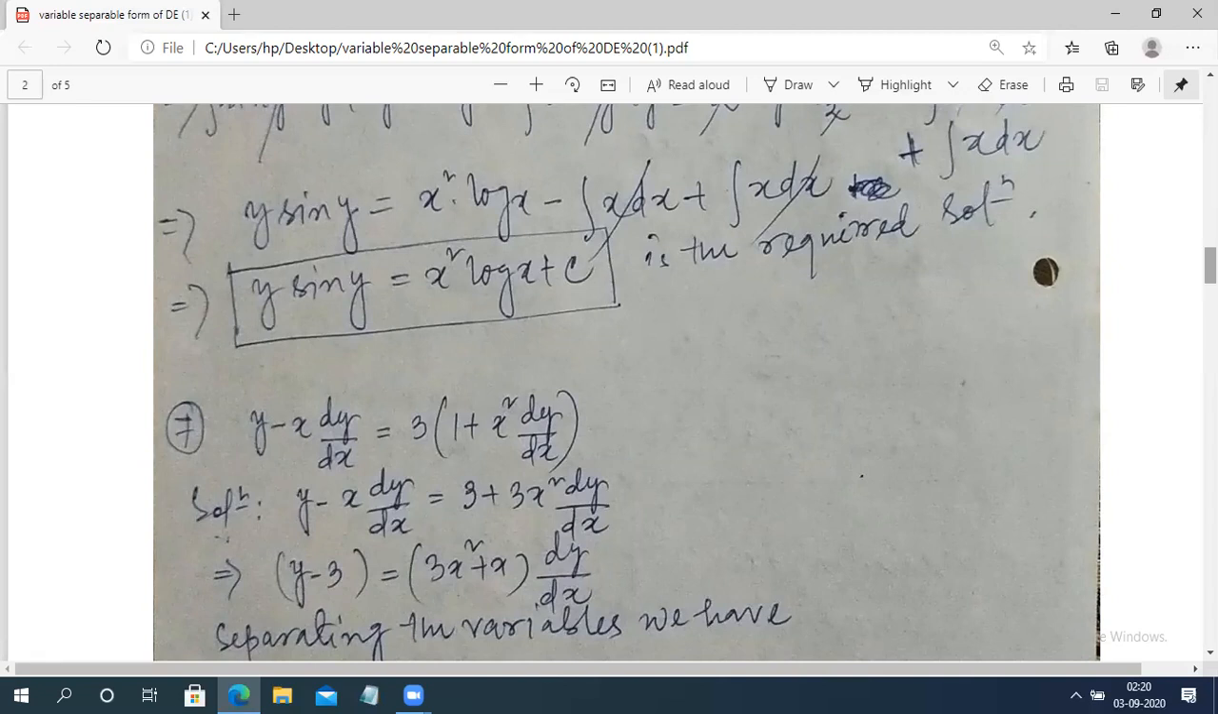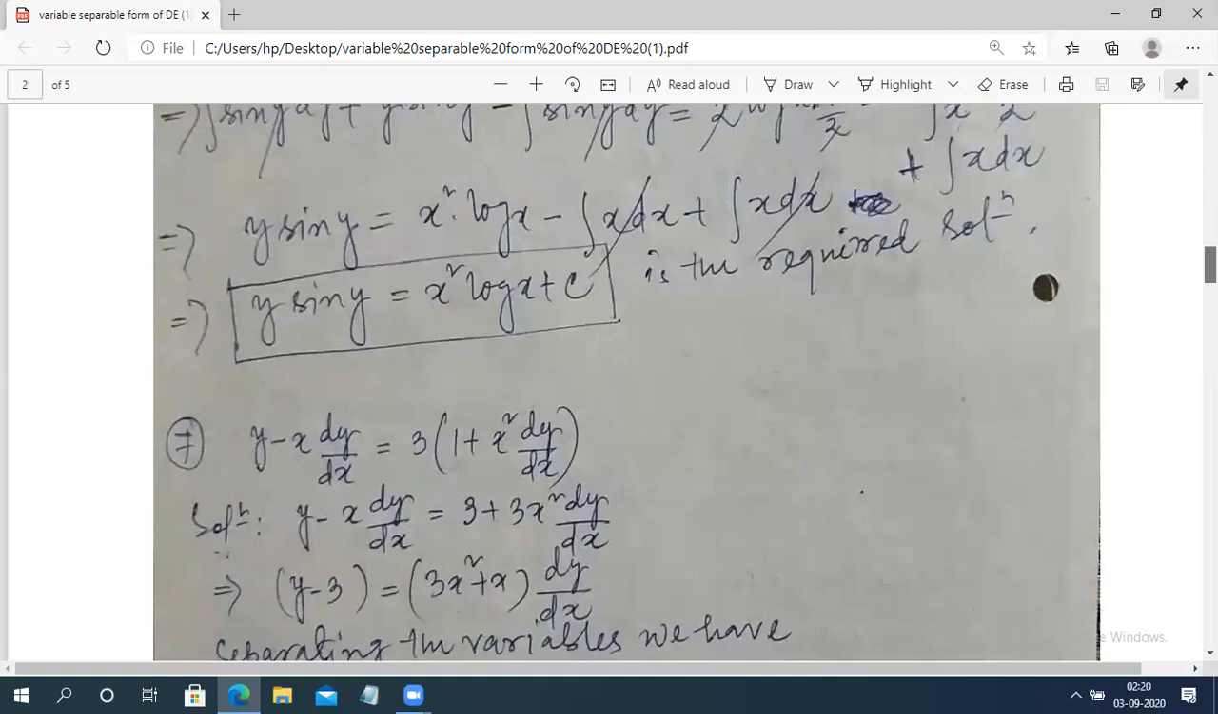Now have a look at our next question, and it is a very important question.